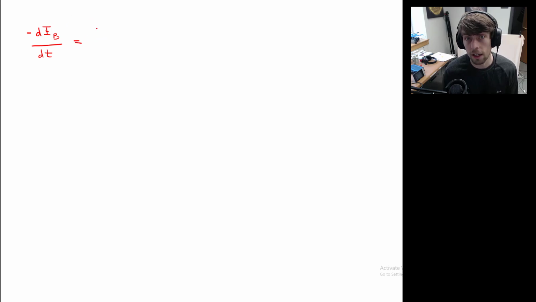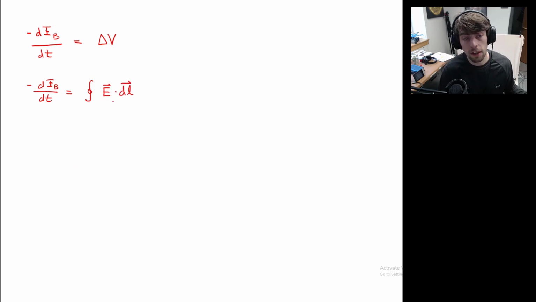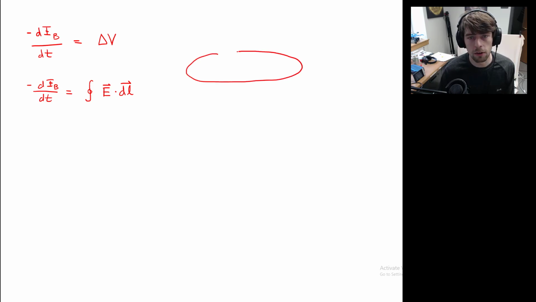Now on the other side, I've already said you could write this as EMF. You could write it as delta V. A different way to write it, using the relationship between a change in potential and the electric field, you could also write this as the electric field around a loop. Let's say for a moment that I have a loop of wire. And let's run a magnetic field going upwards, for example, B.